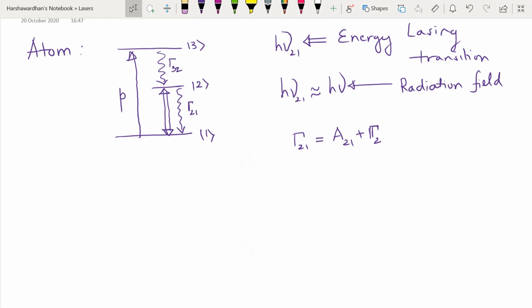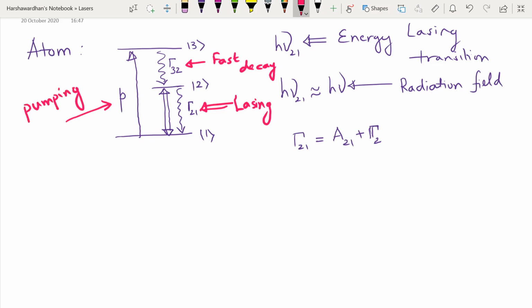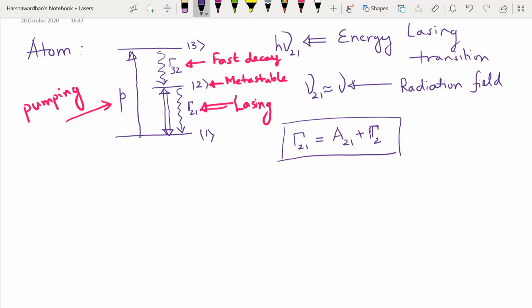I'm calling this gamma 32, and let me qualify all of these. This is a fast decay. What that means is, the moment there is a population in level 3, it quickly decays into level 2. Then the gamma 21, or rather this transition, is the lasing transition. This is the pumping that is required to create the population inversion between the states 2 and 1, right? And the other important thing is that my level 2 is long lived, or it is metastable. All right. So this is essentially the model.